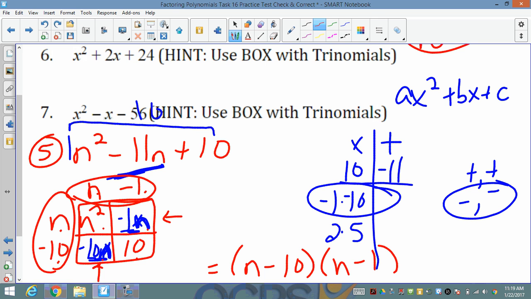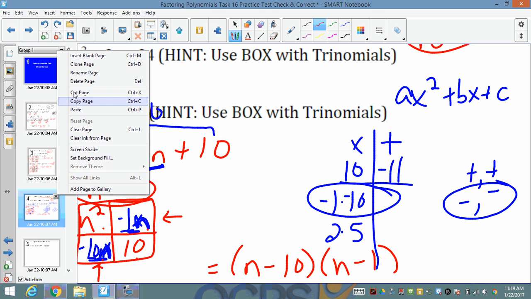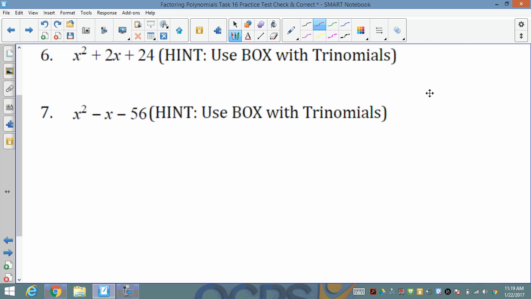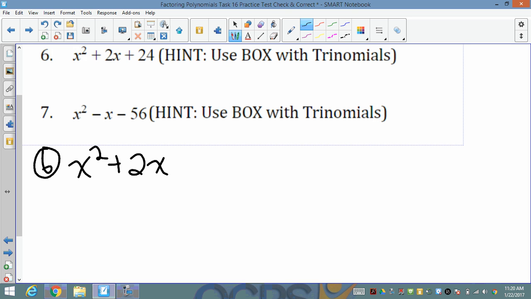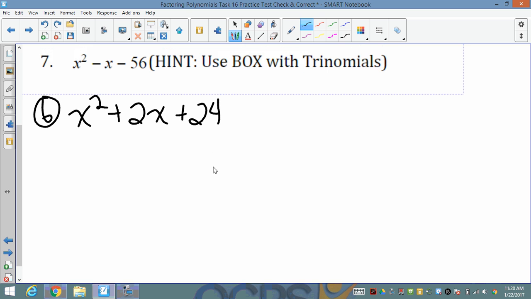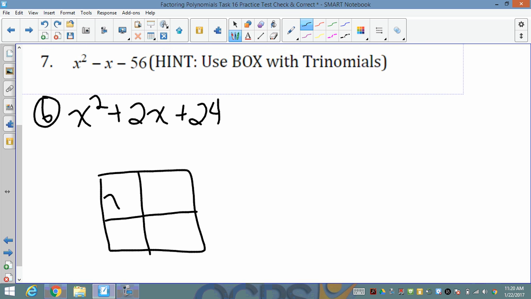Now I'm going to erase this to take a look at number 6. And here we go. You might have realized something weird happened with number 6, something that we haven't talked a whole lot about. Again, it's a trinomial, so I'm going to start with the box. Put my first and last term in. Then multiply first times last.